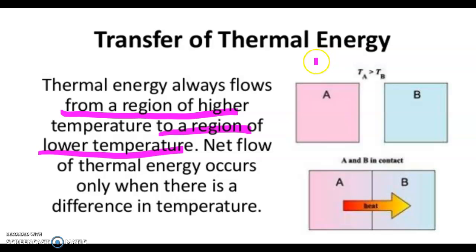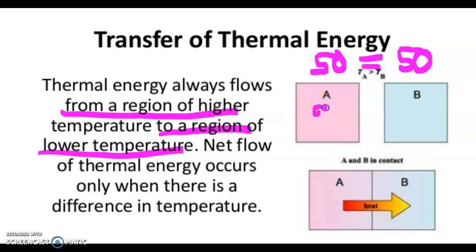So for example, if this has 50 degrees Fahrenheit and this has 50 degrees Fahrenheit also, there will be no transfer of energy because they are just equal. The criterion here is that there will be an energy flow if one area is higher than the other. In this case, they are equal, so there will be no energy transfer.